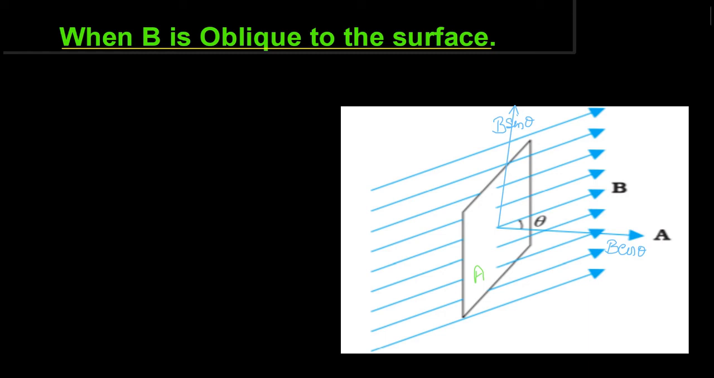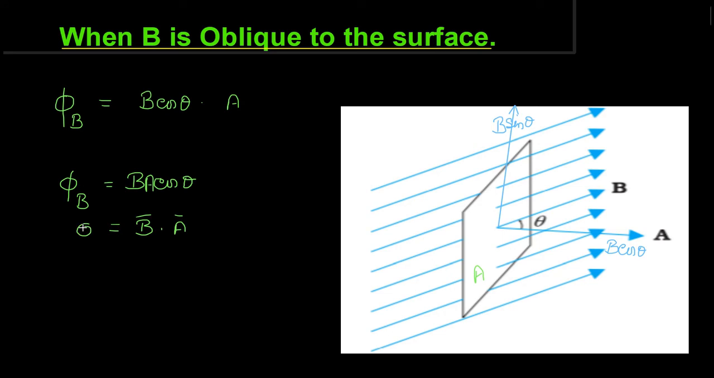Hence, the magnetic flux phi B is equal to the component of magnetic field B cos theta into area A, or phi B equal to B cos theta into A, or we write that as B dot A, which is the magnetic flux when the magnetic field vector B is oblique to the area vector A. When the angle is theta between B and A, the component of B along the area vector is B cos theta. So phi B equal to B dot A.